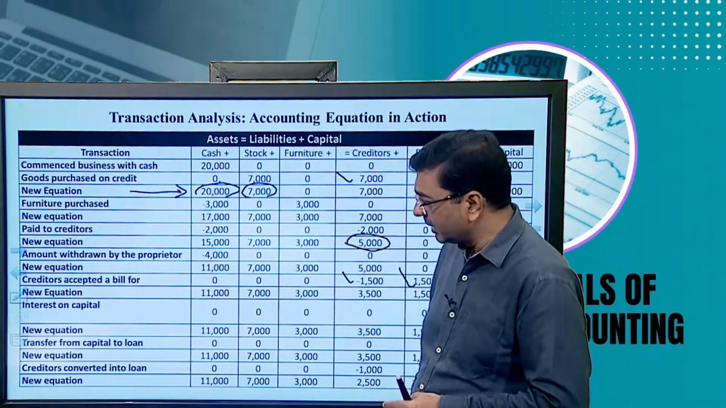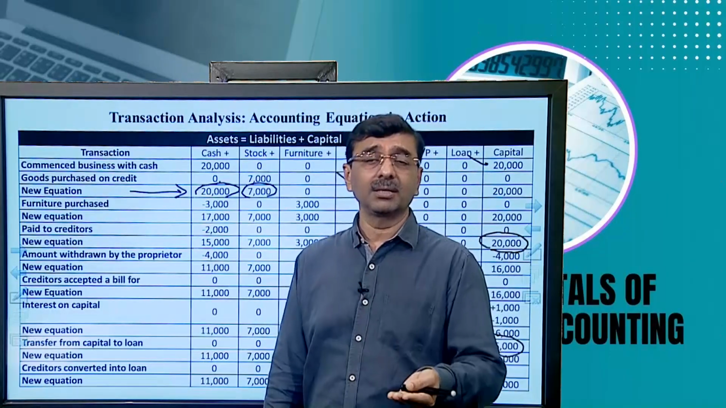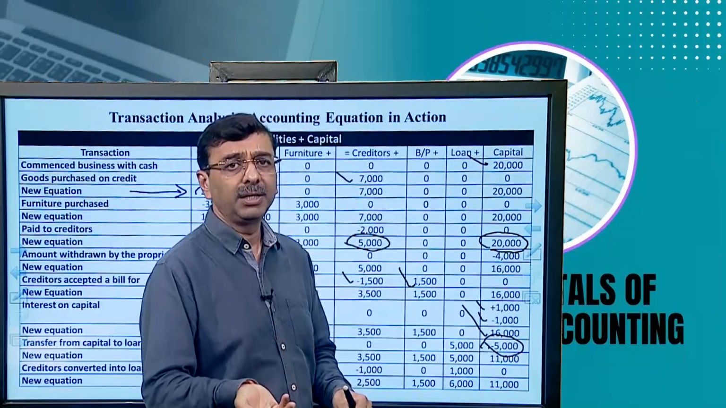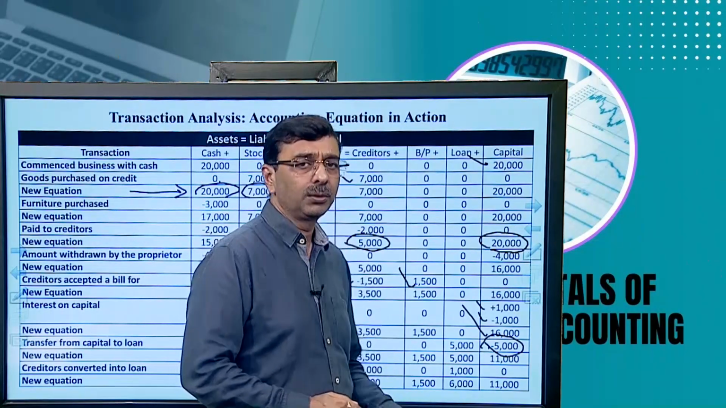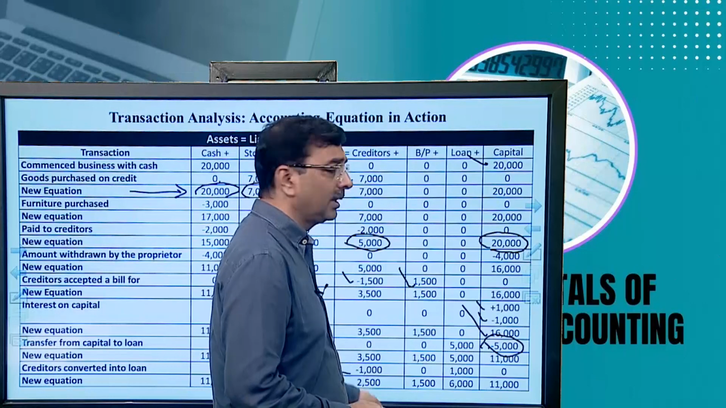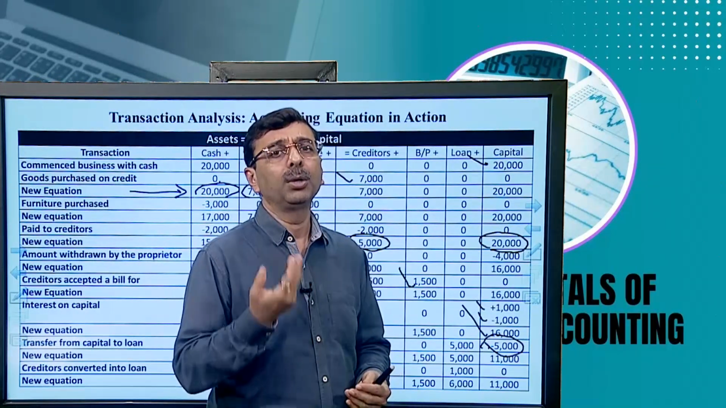Moving to the next transaction, creditors converted into a loan. Now this is something unique. Creditors are converted into a loan. So here we just need to find out how much is converted into a loan. It's 1,000 rupees. So 1,000 rupees of creditors, they are converting their liability into a loan.